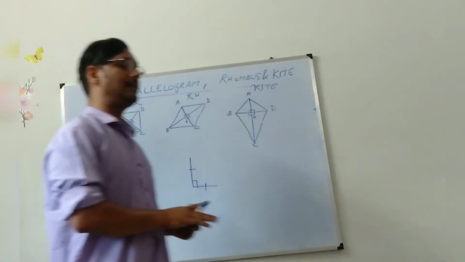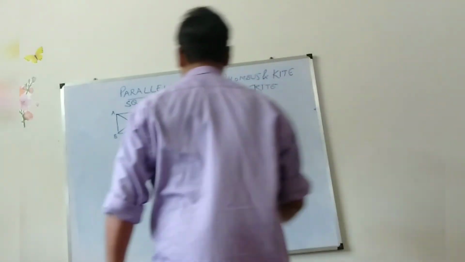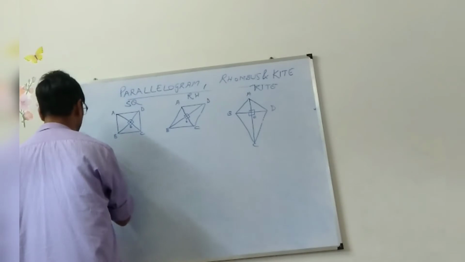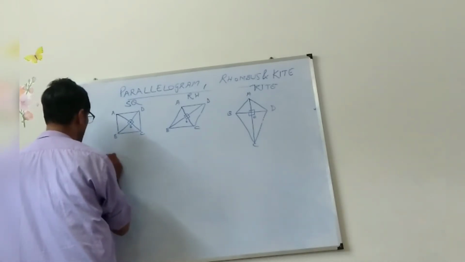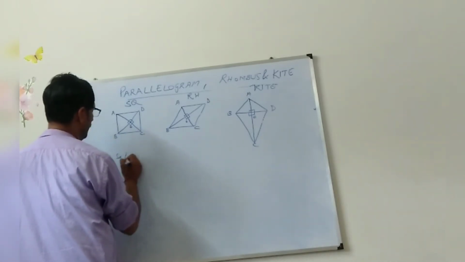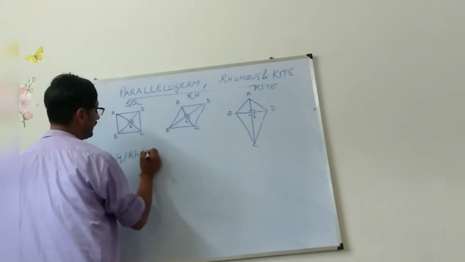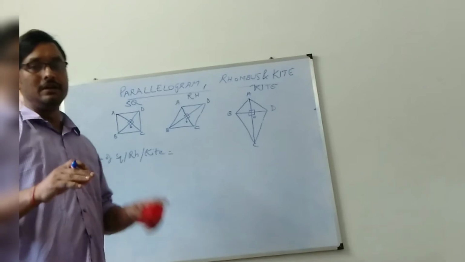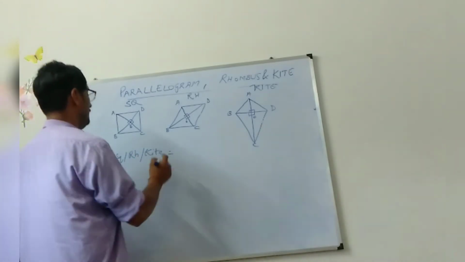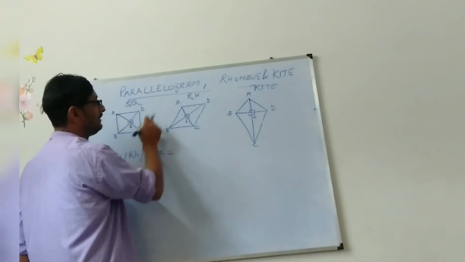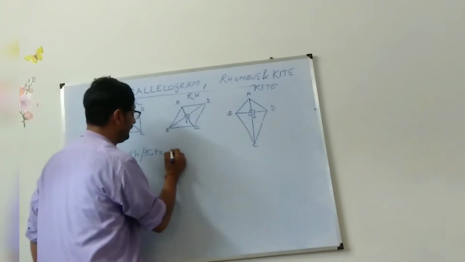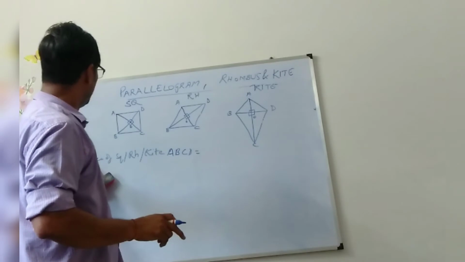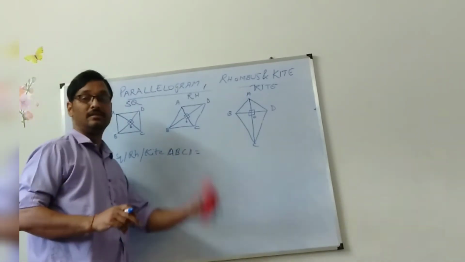Diagonals bisect each other at 90 degrees. So now I am trying to find out the area of this square, rhombus or kite. I have given the same name purposefully so that I don't need to make you understand again and again. What is the name of this square? ABCD. What is the name of this rhombus? ABCD. And kite? ABCD. So that's why I have written area of square, rhombus and kite, ABCD.